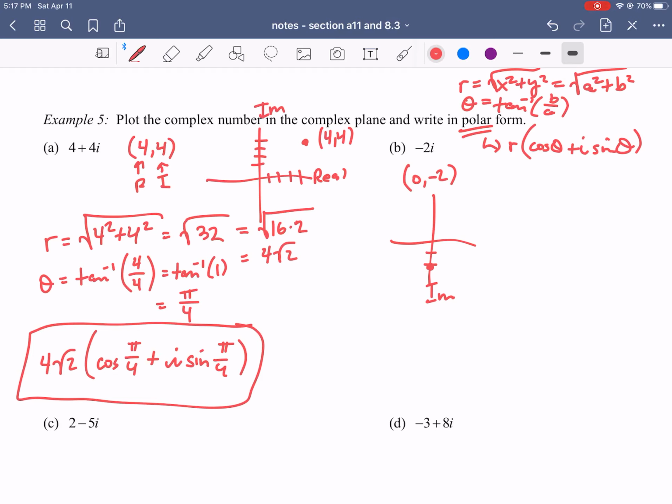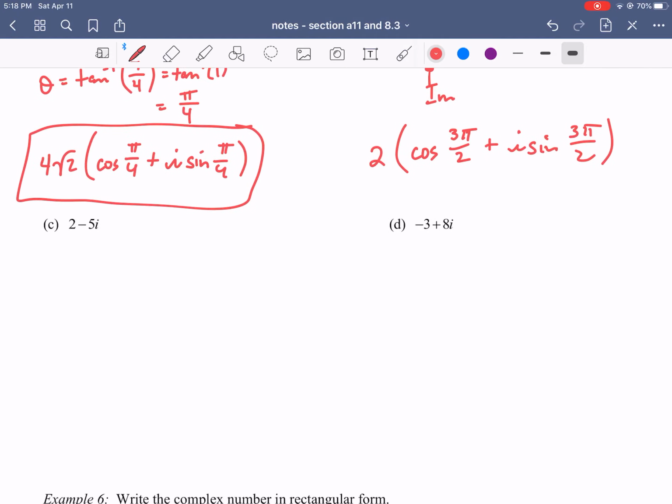This is actually pretty straightforward, because just by looking at this plot, we're going to be able to figure out what the radius is, and hopefully you can look at that and say that the radius is 2. We're also going to be able to tell pretty easily what the angle is, and since it's down here on the negative y-axis, that tells me that the angle is going to be 3 pi over 2. So in polar form, this is going to look like the following: 2 multiplied by cosine of 3 pi over 2 plus i times the sine of 3 pi over 2.